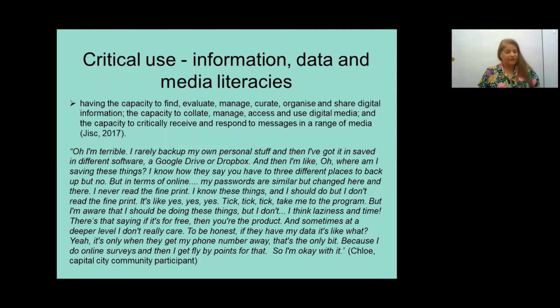Although Chloe, who has been online for her work and personal life for a long time, provided a response that was very honest. And you can see here that she admits that she doesn't read the fine print and the terms and conditions, and that she was okay with her decision. She says here, "Tick, tick, tick, yes, yes, yes, just take me through to the program."